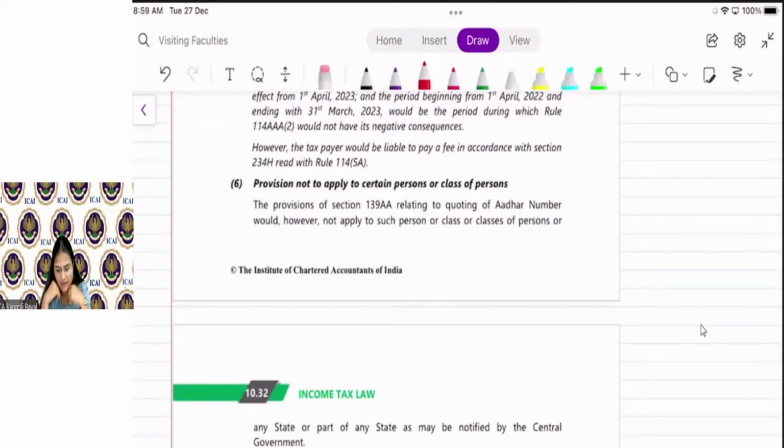No. If you are applying for, see, every person has a unique PAN. You cannot apply for multiple PANs on the same name. So if you are applying for the first time, then at the time of application, you have to mention your Aadhaar. So automatically they both are linked. So in that case, you are not required to pay 1,000 additional fees. And the provision is for those who already have PAN. Clear, Alok?